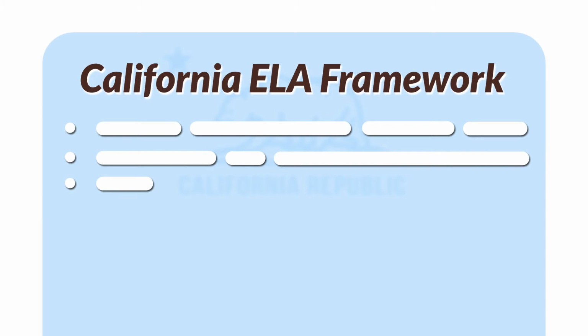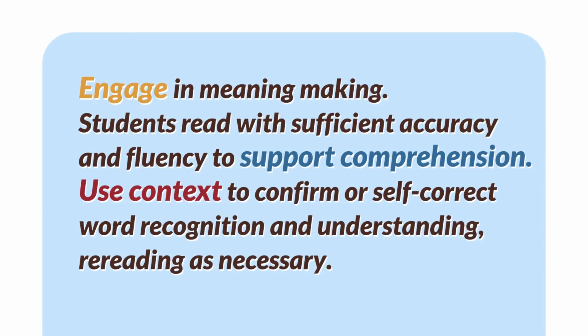According to the California ELA framework, children who can efficiently access print have the cognitive resources available to engage in meaning making. Further, students read with sufficient accuracy and fluency to support comprehension. The fluency standard further emphasizes comprehension by including that students read on-level text with purpose and understanding and use context to confirm or self-correct word recognition and understanding.